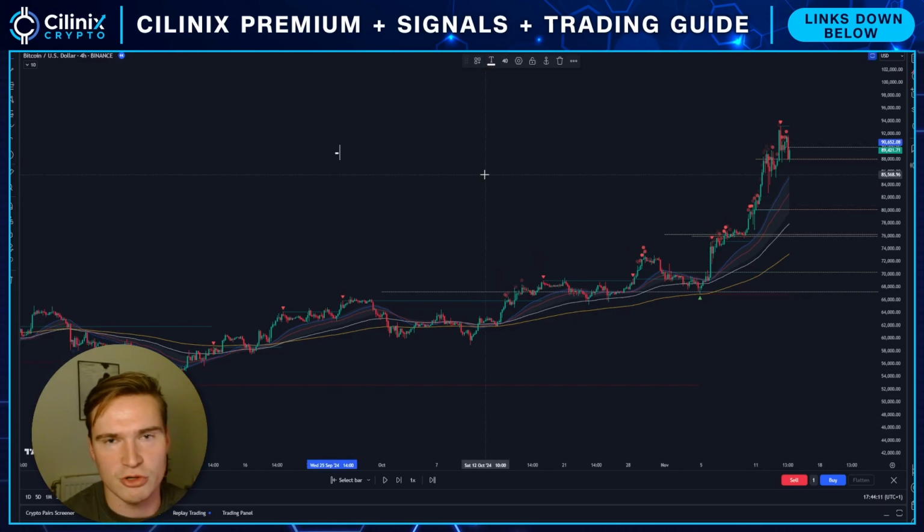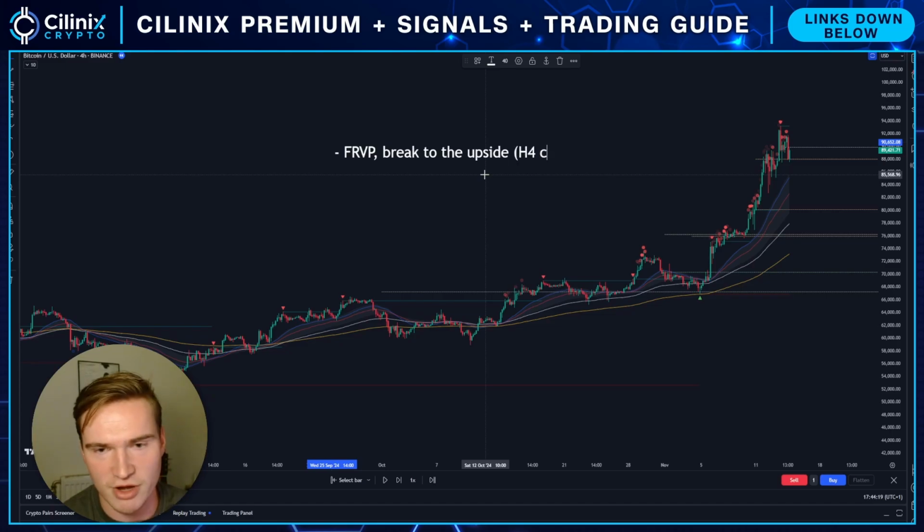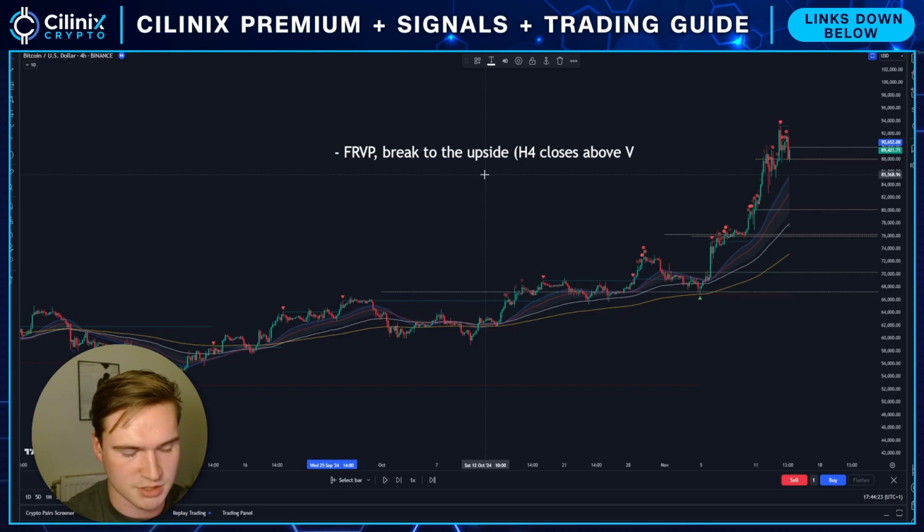For example, you have learned about the fixed range volume profile, and you say that a break to the upside, more specifically the 4-hour time frame closes above the value area high, which is part of the fixed range volume profile. This makes sense if you know a little bit more about indicators.